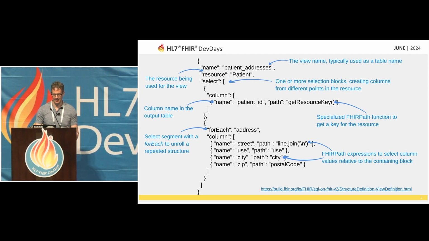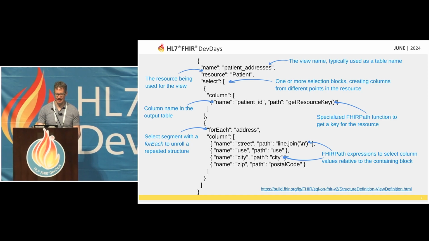And so in this case, the output will be, you can think of it as implicitly doing a join between these elements. In this case it'd be like an inner join. So we'll have one column with patient ID. That value will be repeated for every address that exists here. So you'll have a flat table of addresses.